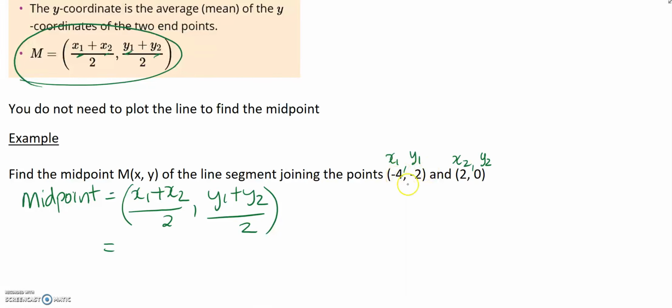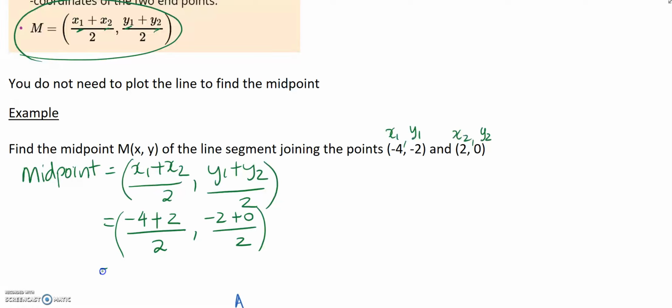and because it's a pair of coordinates, it stays in brackets. Let's take our x1 and x2 points, -4 plus 2 divided by 2, and then -2 plus 0 divided by 2, and it stays in our brackets. Negative 4 plus 2 is negative 2, divided by 2 is negative 1. Negative 2 plus 0 is just negative 2, divided by 2 is negative 1. So therefore, the midpoint for this line segment is negative 1, negative 1.